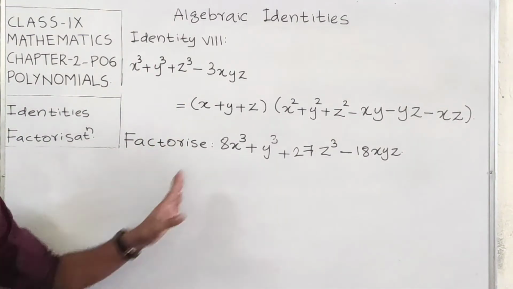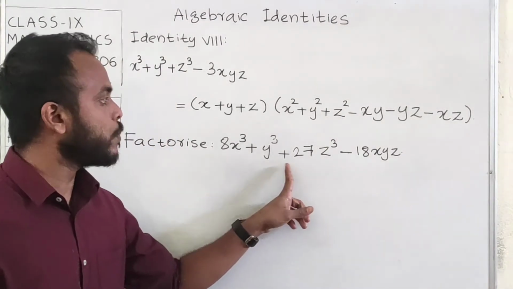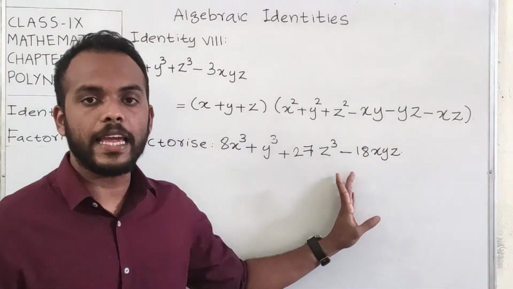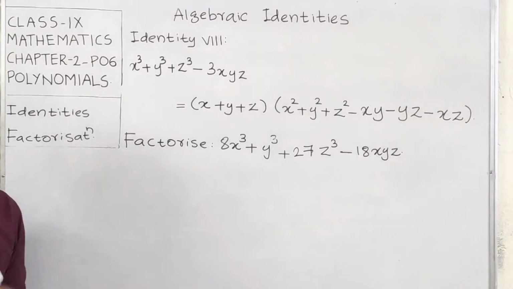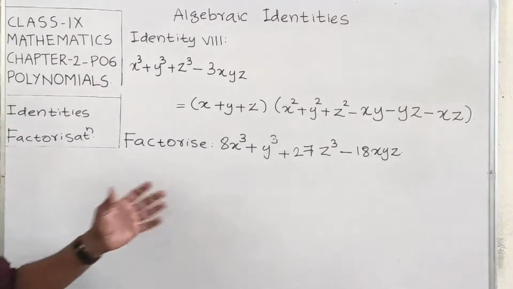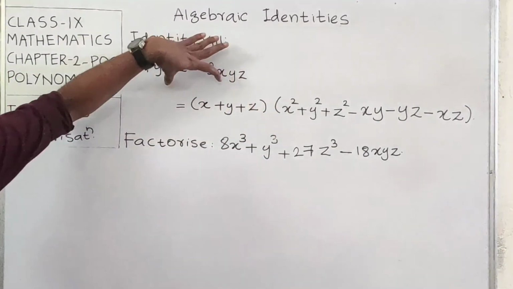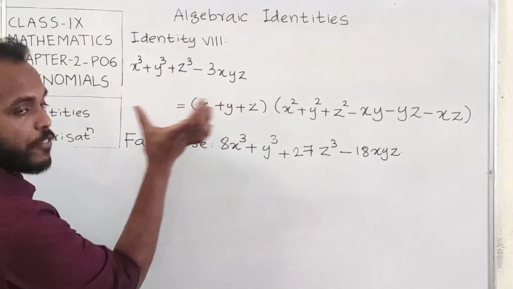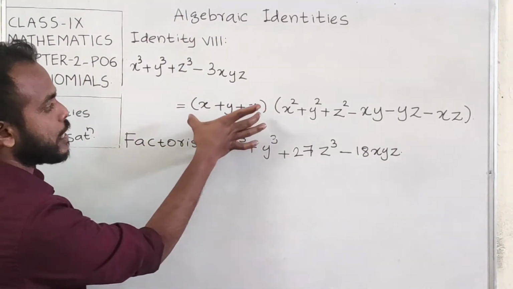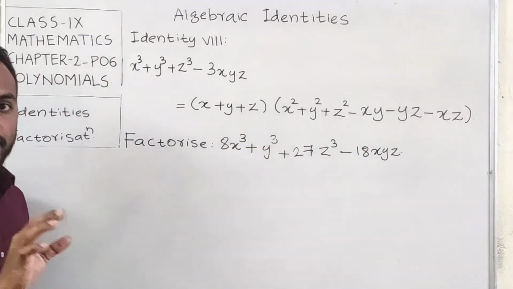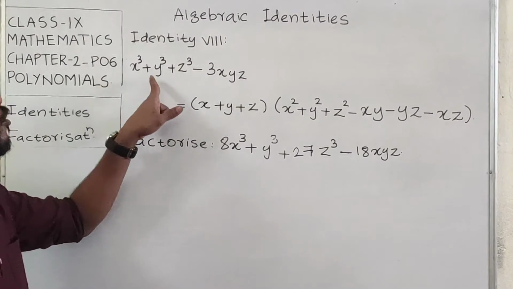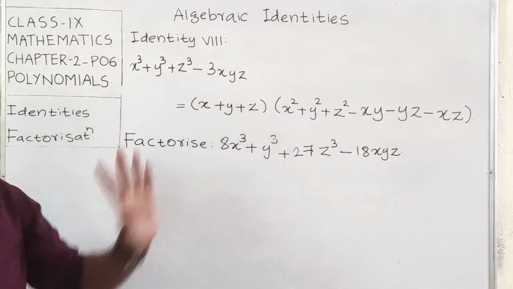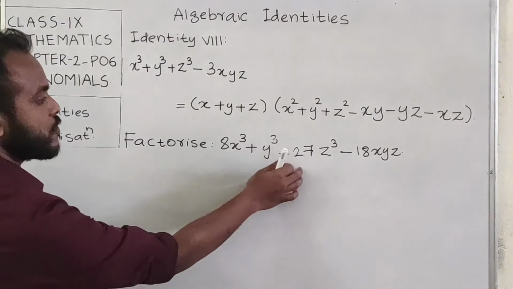A question is given: 8x cube plus y cube plus 27z cube minus 18xyz. We need to factorize this into 2 different terms. If that is needed, we can use this identity, because if you use this identity, then we can make it as product of 2 different numbers, right? So let's try. First of all, it should be something cube plus second number cube plus third number cube. Is it of this format?